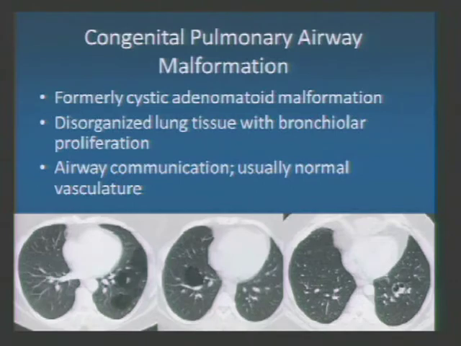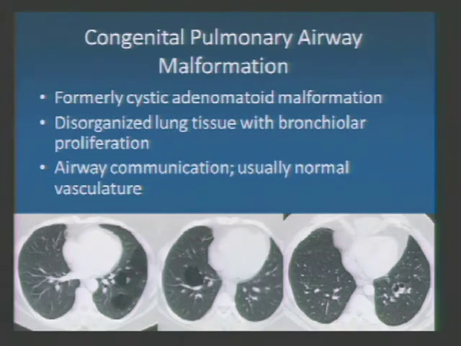In that the majority of these lesions, or several of these lesions, are not cystic, and only one of the lesions is actually adenomatoid. They result from disorganized lung tissue with bronchiolar hyperproliferation, and they will have airway communication, but usually they have normal pulmonary arterial supply and pulmonary venous drainage.